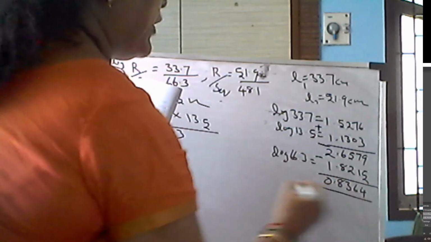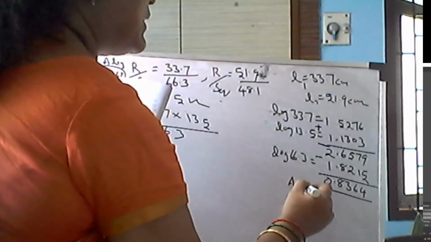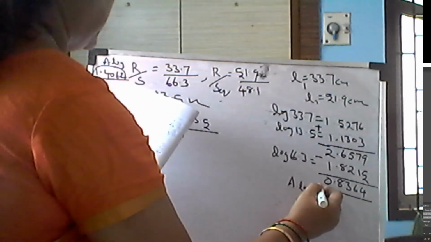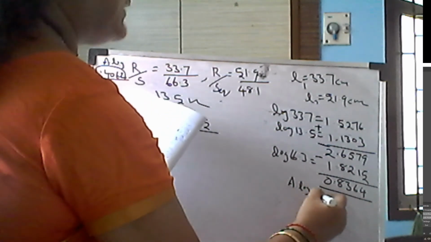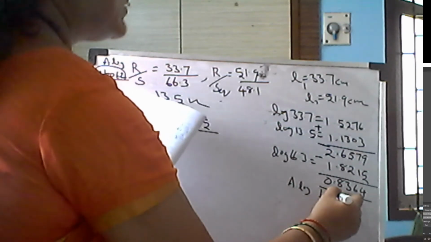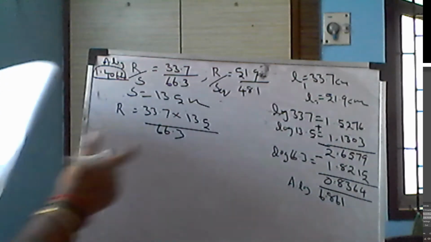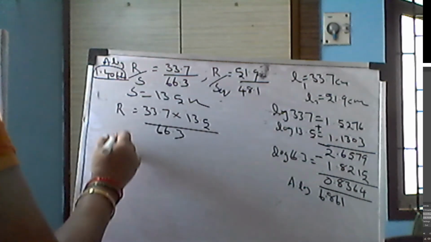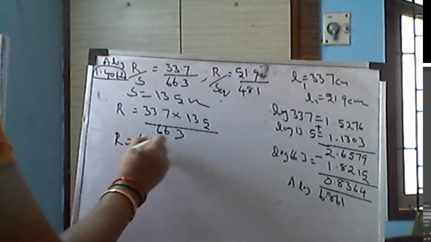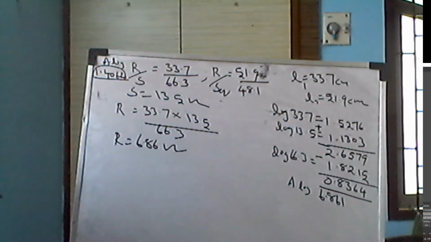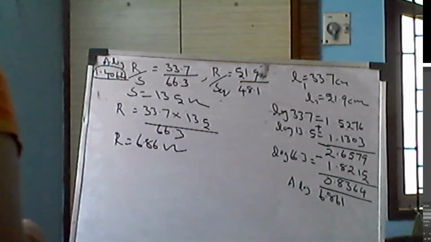If you find out the antilog for 0.8364, you are getting 6.861. So approximately you are getting R as 6.86 ohms. So S is 13.5 ohms and R is 6.86 ohms. This is your first question.